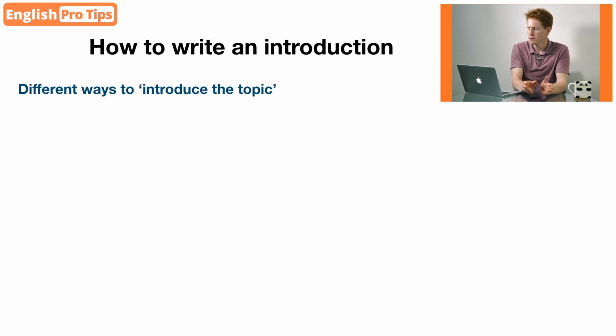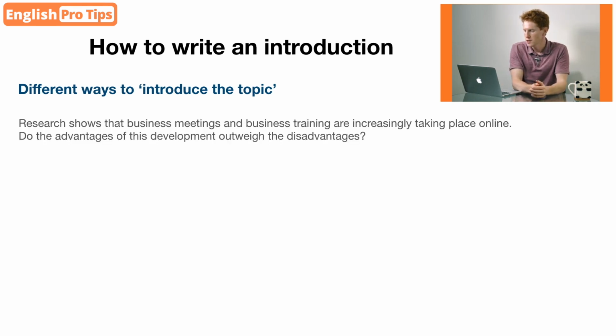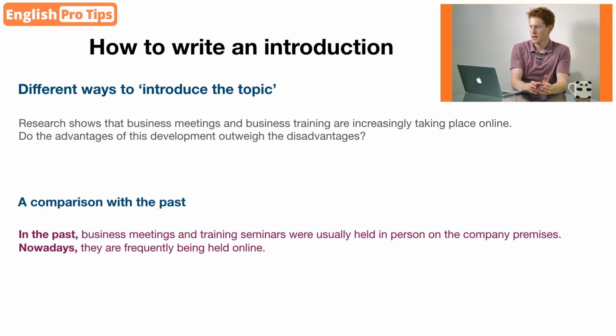First of all, there are different ways to introduce the topic. Have a look at this question. Research shows that business meetings and business training are increasingly taking place online. Do the advantages of this development outweigh the disadvantages? Now, the first way that we can introduce the topic is to have a comparison with the past. Here's an example. In the past, business meetings and training seminars were usually held in person on the company premises. Nowadays, they are frequently being held online.